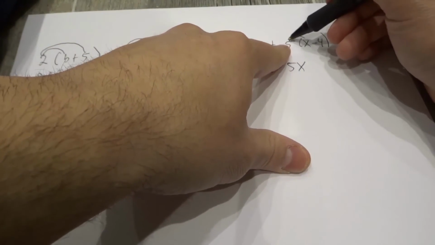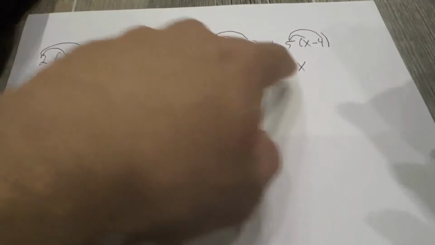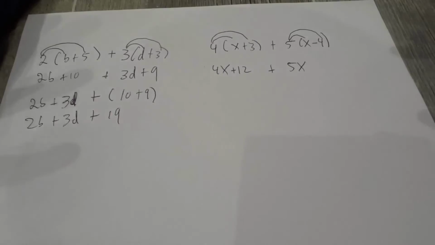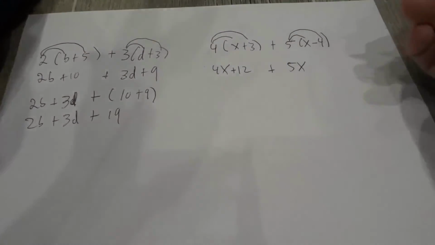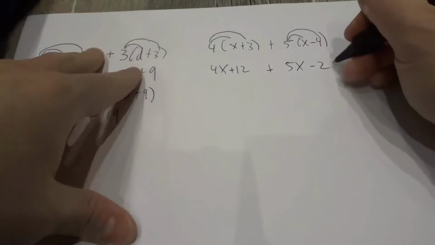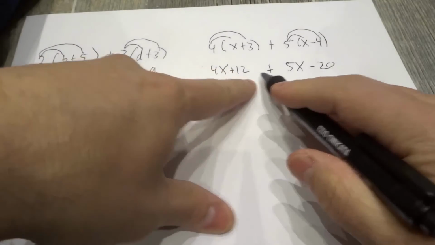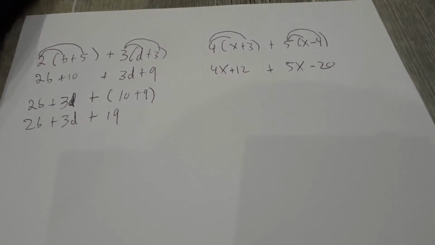Now we have 5 times minus 4. Now we have a positive times a negative. When you have a positive times a negative, your answer is going to be negative. So positive 5 times negative 4 is going to be negative 20. So we're going to write down negative 20 right there. So far we have 4x plus 12 plus 5x minus 20, okay?